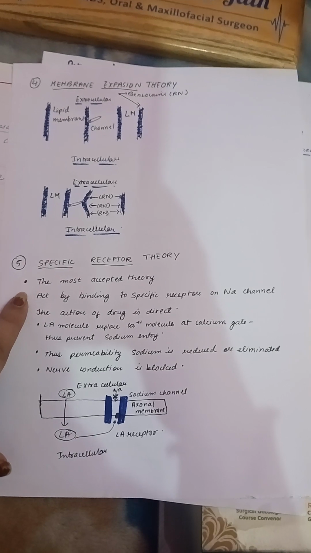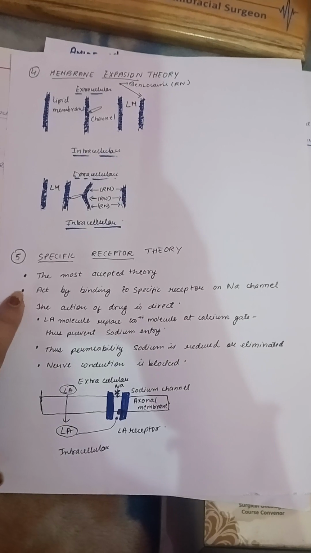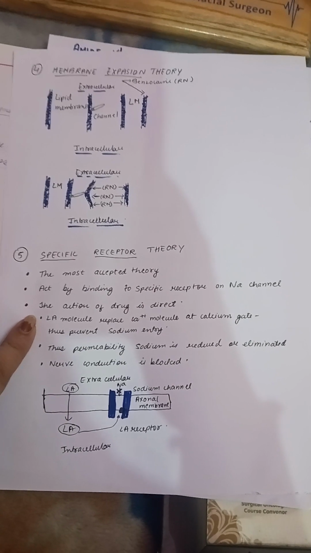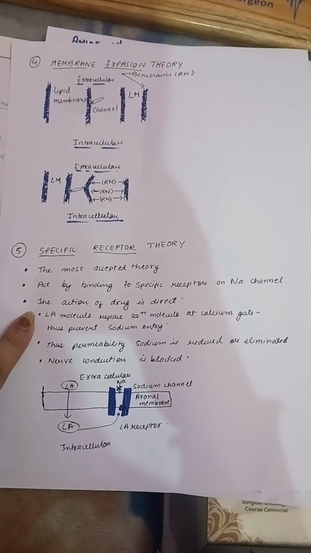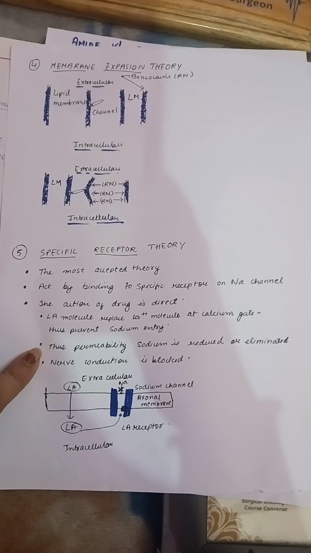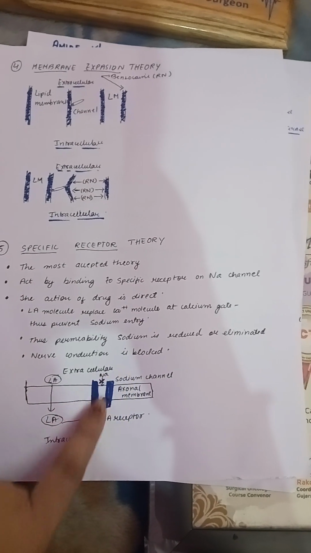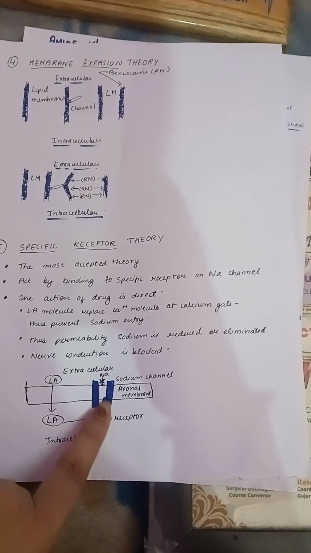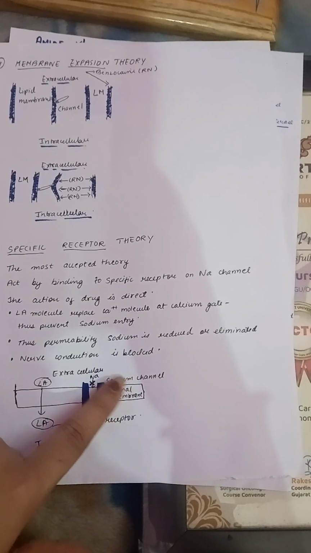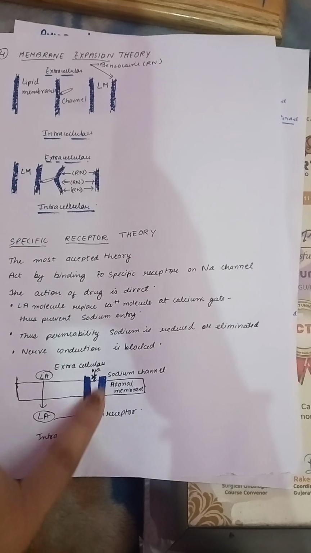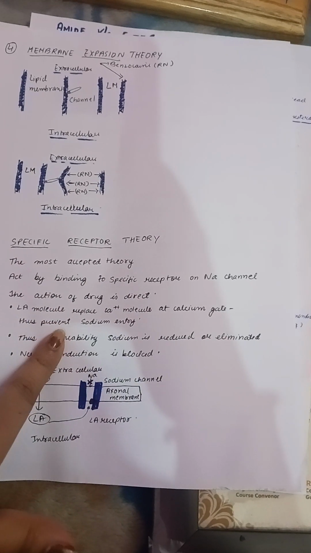It is the most accepted theory. It acts by binding to a specific receptor on the sodium channel. The action of the drug is direct. That means the LA molecule replaces the calcium molecule at the calcium gate. Thus permeability of sodium is reduced or eliminated. Nerve conduction is blocked. We can see here that LA is binding to the specific receptor and blocks the entry of sodium, and it binds itself. This is the most accepted theory for the mechanism of LA.